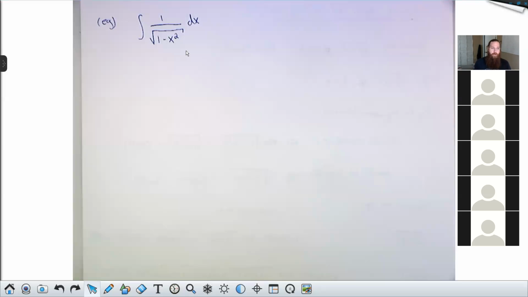But if you happen to forget that, you can use the rules that I just discussed. I have a square root of 1 minus x squared, which should make me want to substitute x equals sine theta.